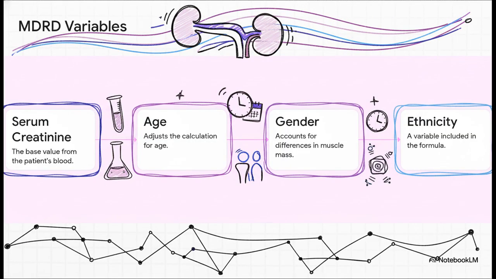So these equations, MDRD, CKD-EPI, they incorporate a few key variables to adjust that raw serum creatinine. They factor in age, which makes sense because GFR naturally declines as we get older, and gender, which acts as a rough proxy for differences in average muscle mass. Now, historically, ethnicity was also included, but this has become a major point of clinical debate, and a lot of institutions are now removing that race-based coefficient from the calculation. This is due to real concerns about its validity and the potential for it to actually worsen health disparities.